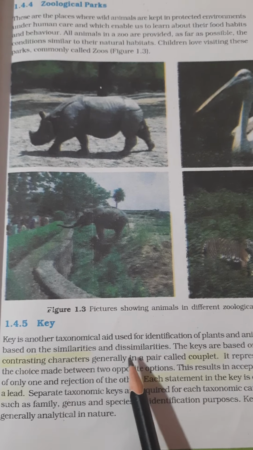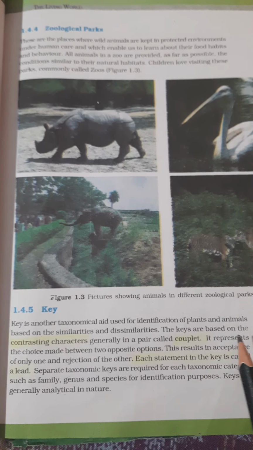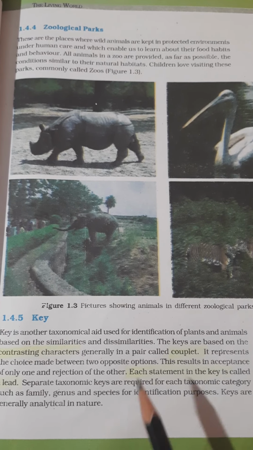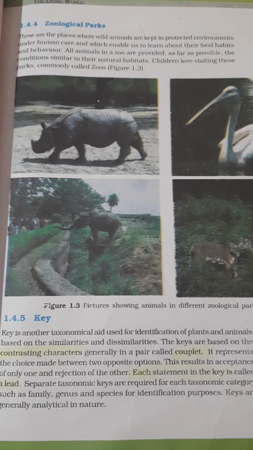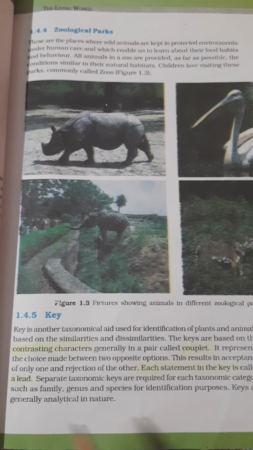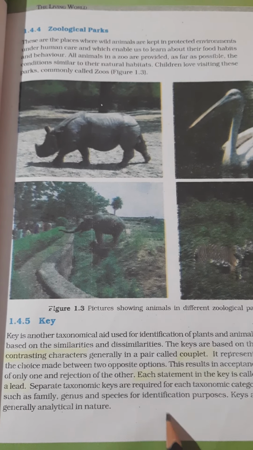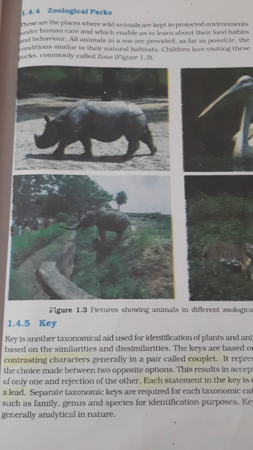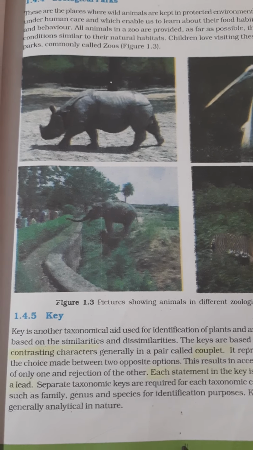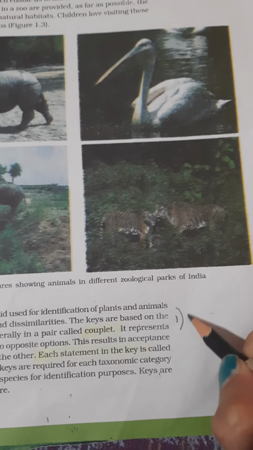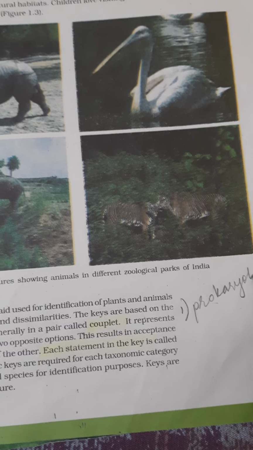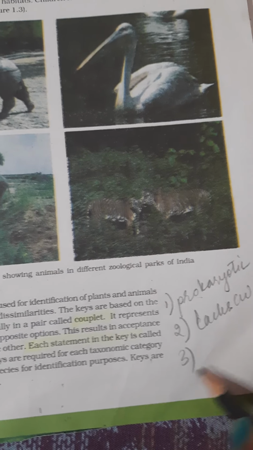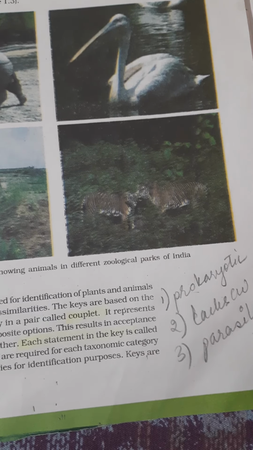Next, coming to key. Key is another taxonomical aid which is used to identify plants and animals, again on the basis of similarities and differences. The key is nothing but a statement. Each statement is referred to as a lead. If we want to identify or characterize any organism, we look at the contrasting traits, the statements, and we identify. For example, if it is written that the organism is prokaryotic, lacks a cell wall and is parasitic, suppose these are the statements, these are the keys.